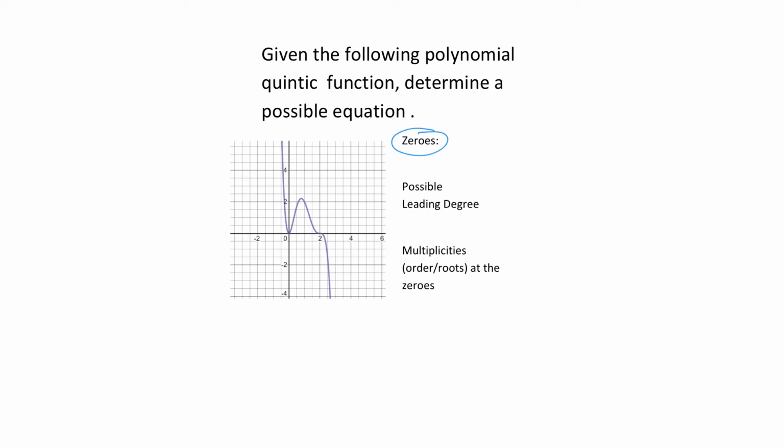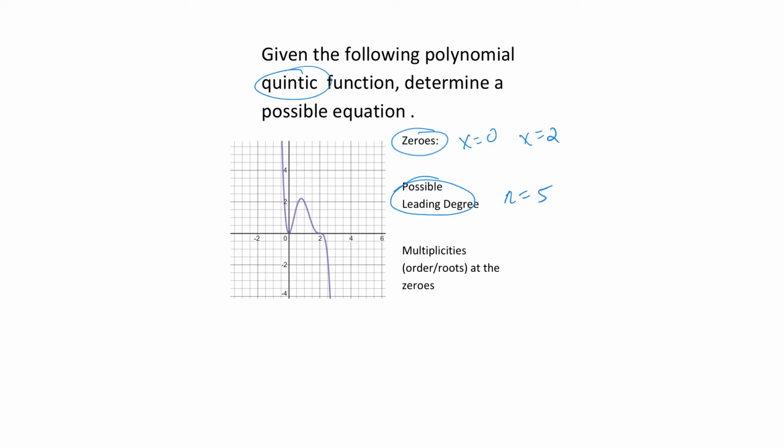So in our case, the x-intercepts are x equals 0 and x equals 2. The next thing we need to know is the degree, the leading degree, the highest degree of this polynomial function. And we know that in this case it is equal to 5, because it's been given. So the degree is going to be equal to 5.